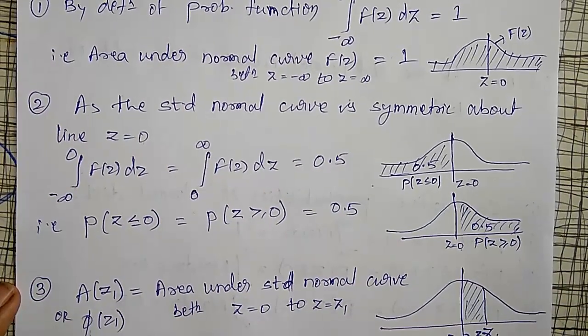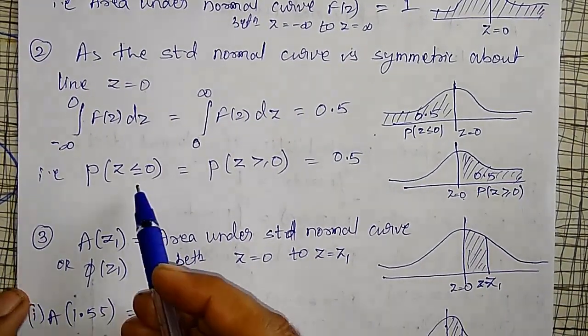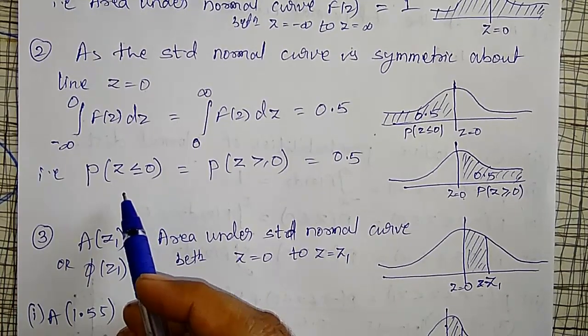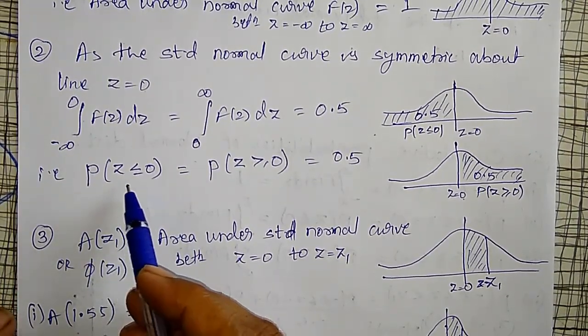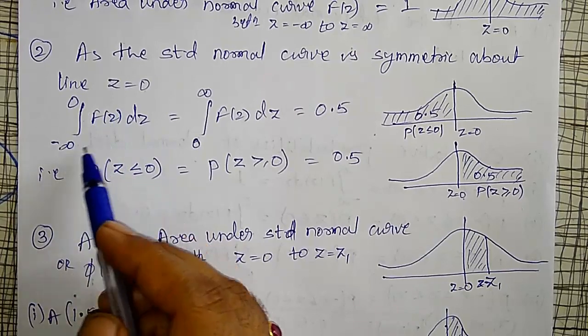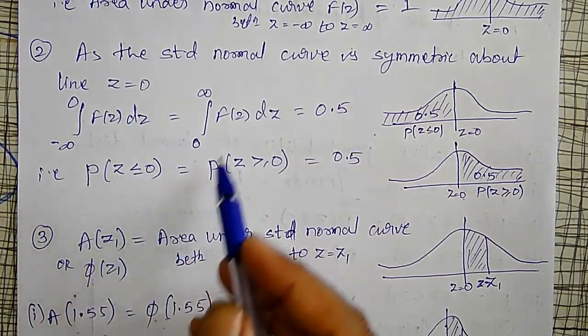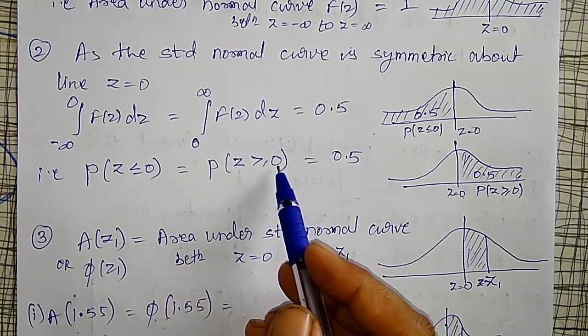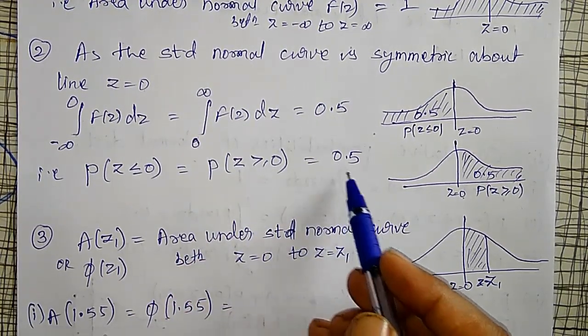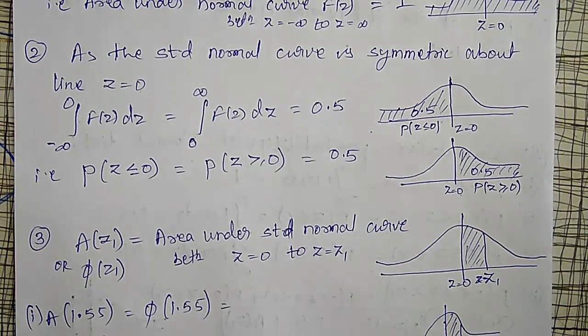We know that. Next, that is represented by probability of z less than or equal to 0. This is nothing but probability of z less than or equal to 0, and this represents the probability of z greater than or equal to 0, which is always equal to 0.5 using this definition.